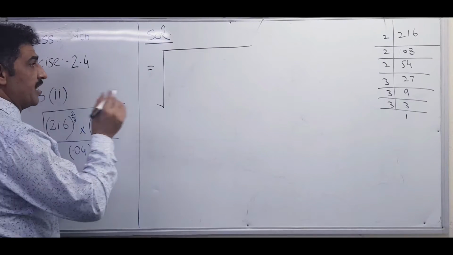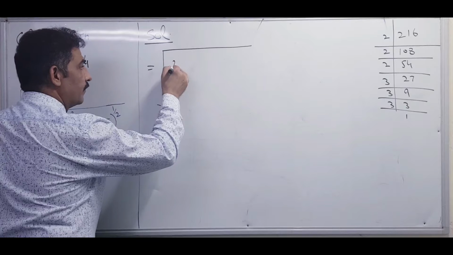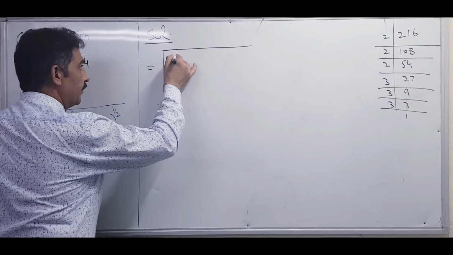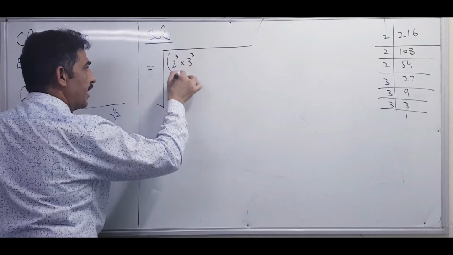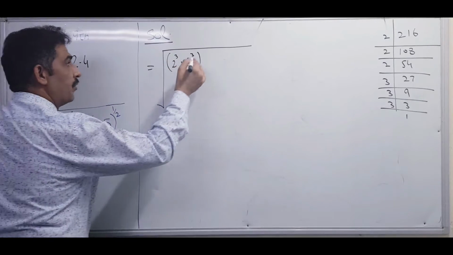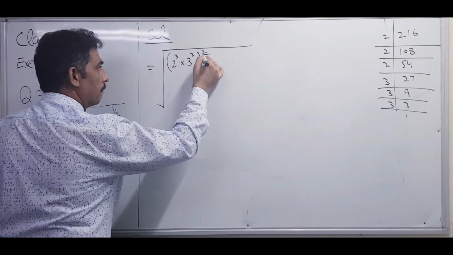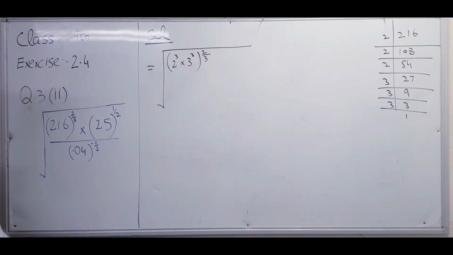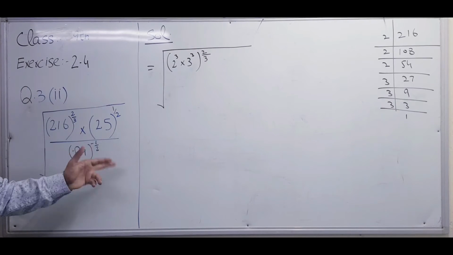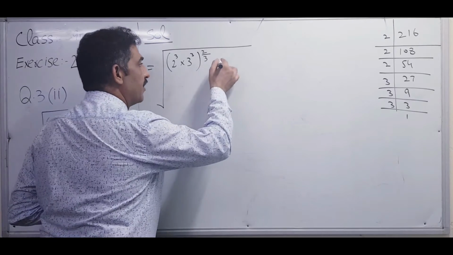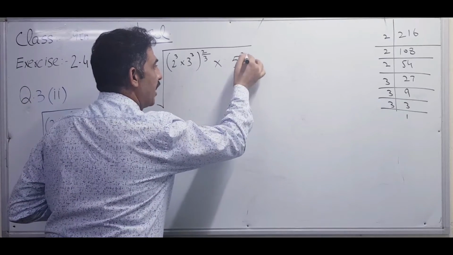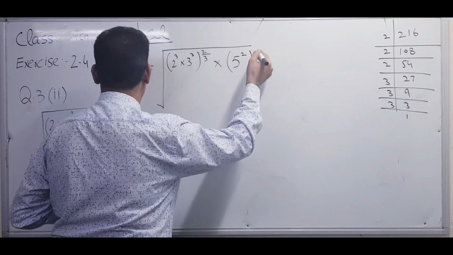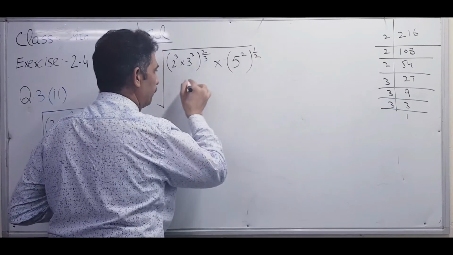So it means that it also has the power 2 over 3. We can write 216 as 2 cube multiplied by 3 cube, and its whole power 2 over 3. We made its prime factors. 25, we will also make its prime factors. You already knew that it is the square of 5, so I am writing 5 square and its power 1 over 2.